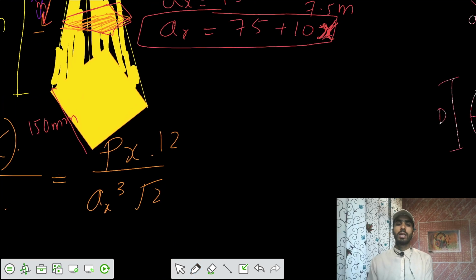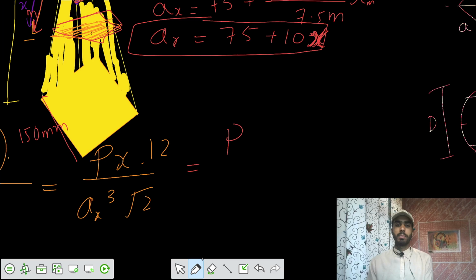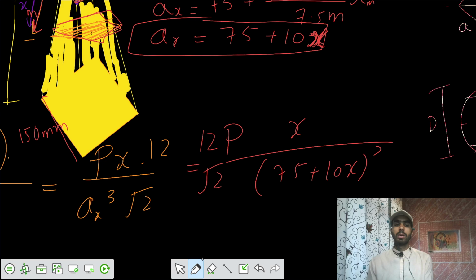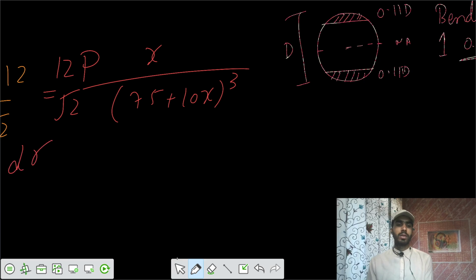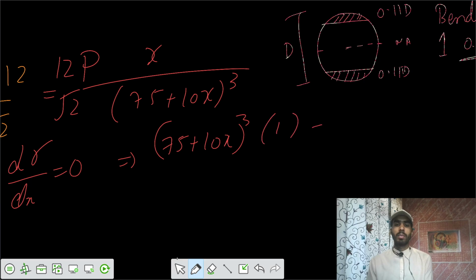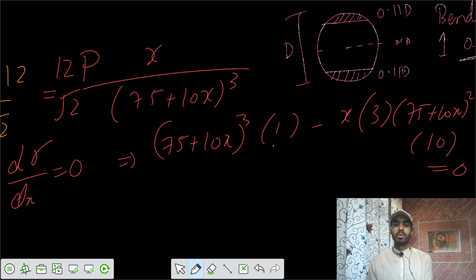If you substitute it here, you write 12P into x by root 2 into ax, that is 75 plus 10x, whole cube. This should be maximized, so we maximize it with respect to x. That means we get 75 plus 10x whole cube into 1, minus x into 3 into 75 plus 10x squared, and a constant of 10, equals 0. Finally you get 75 plus 10x minus 3x into 10 equals 0.